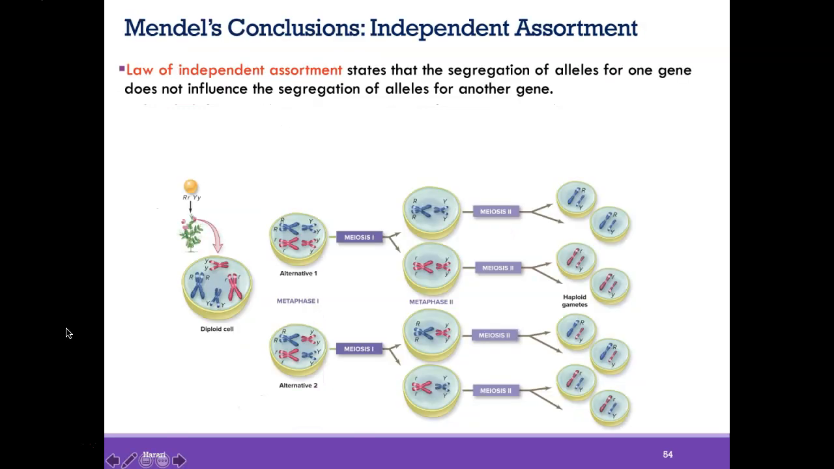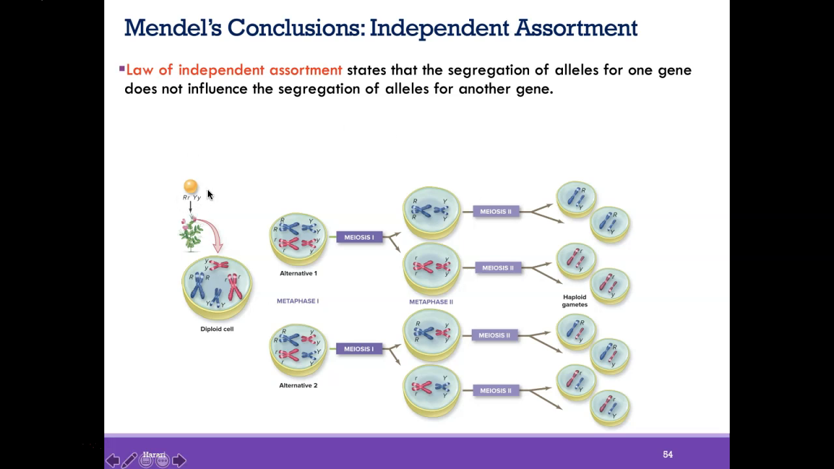So based on the results from his dihybrid crosses, Mendel proposed a second law of inheritance. And the law of independent assortment states that the segregation of alleles for one gene does not influence the segregation of alleles for another gene. In other words, right, the alleles for a single gene do not influence the alleles of a second gene. They are independently assorted into gametes.